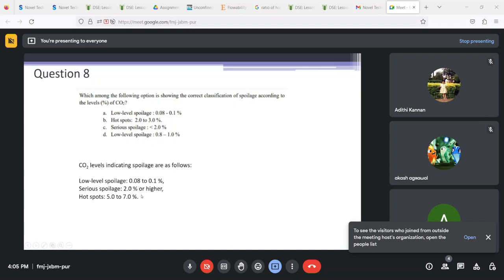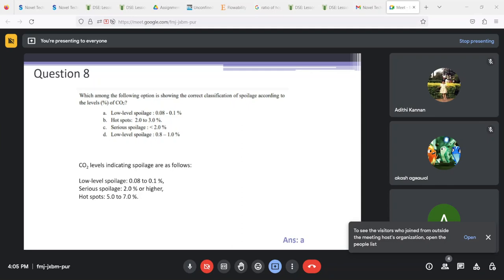Serious spoilage is 2% or higher levels of carbon dioxide. And hotspots, that is, where you have a large amount of infestation, is 5 to 7% of carbon dioxide. So based on the carbon dioxide levels at different regions in the silo itself, you can figure out what part of the silo, or which silo, is most infested and which one is not.